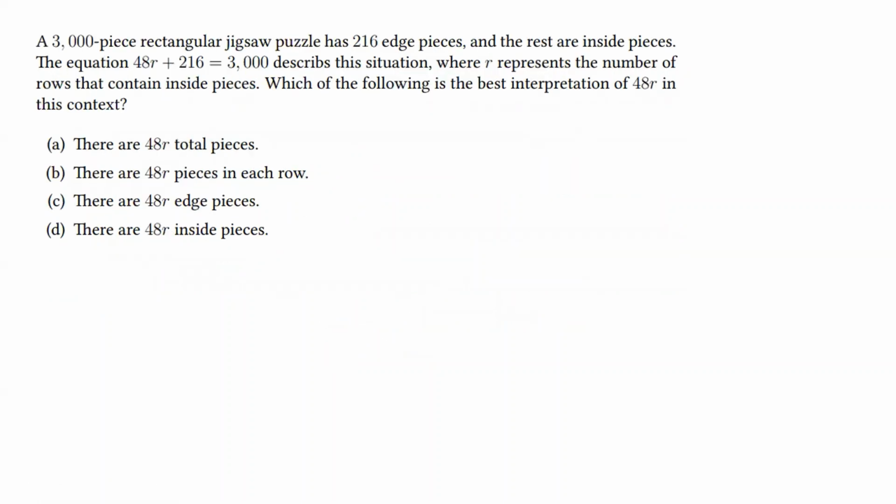Our last question is going to be a fun conceptual one. 3,000 pieces are in the puzzle in total, where 216 of those pieces are edges. And when you have a puzzle, you have inside pieces plus the edges. Together, the inside pieces and the edge pieces give you the total number of pieces. We are told that this equation models the situation.